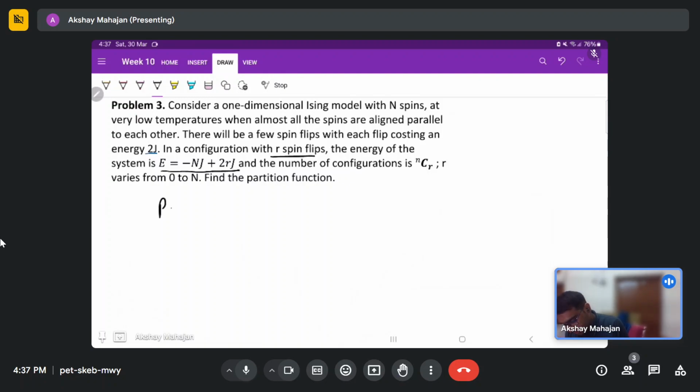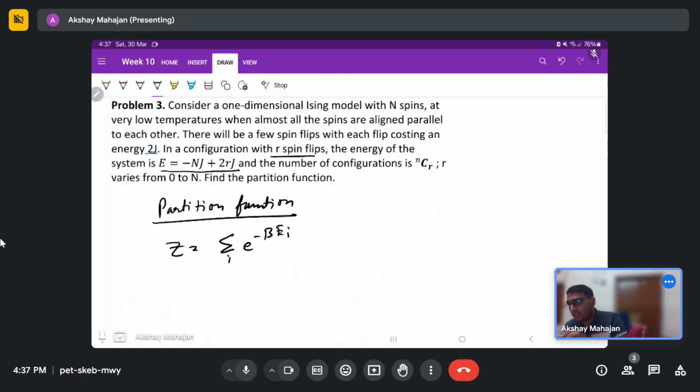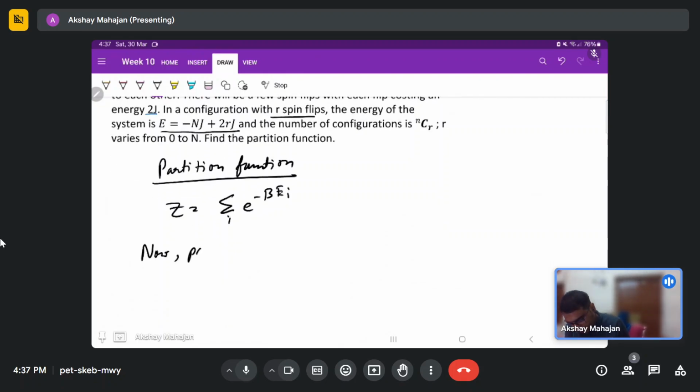For this type of question, first of all, you know the partition function is given by the summation over i of e to the power minus beta E_i. What we will do in this type of question is find the partition function for a single particle first, instead of for all n, which means our capital N equals 1.